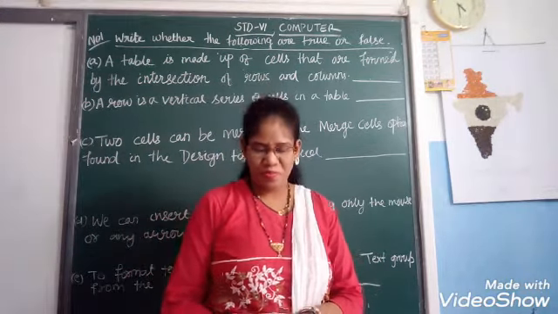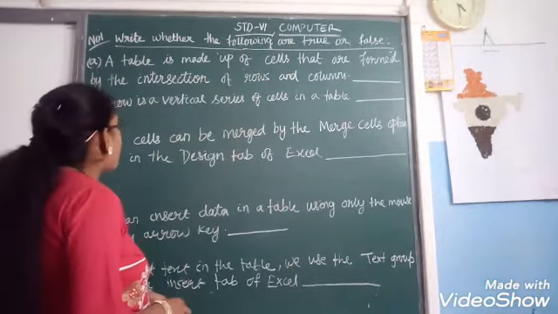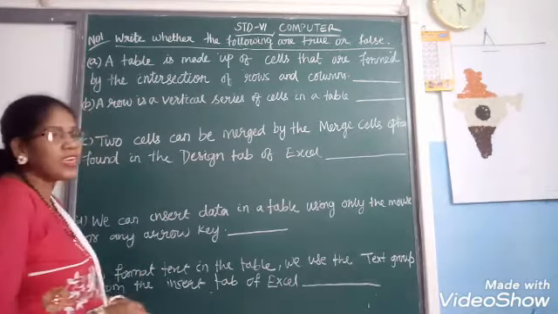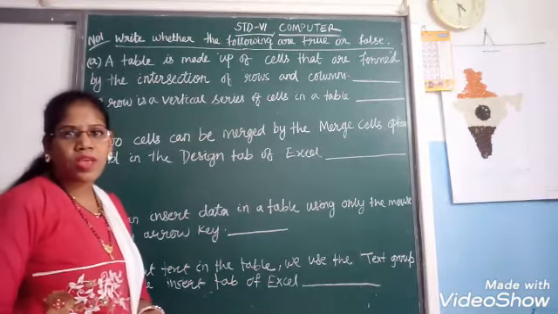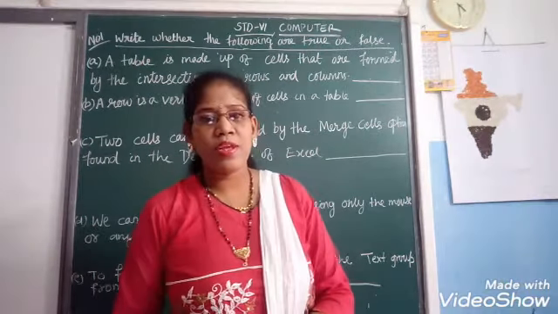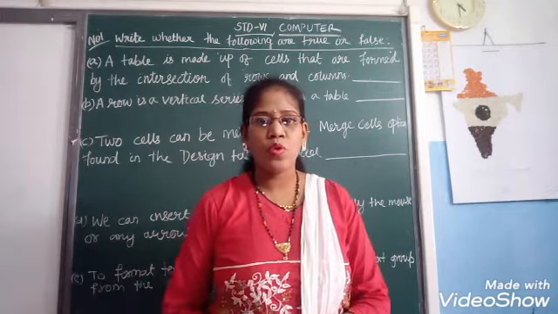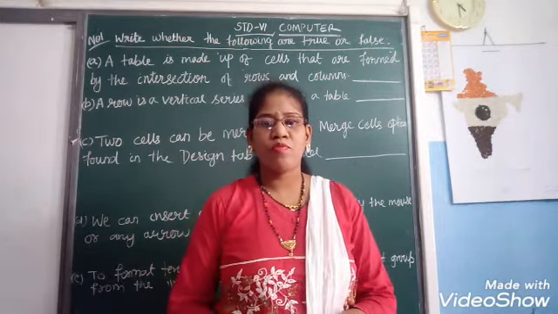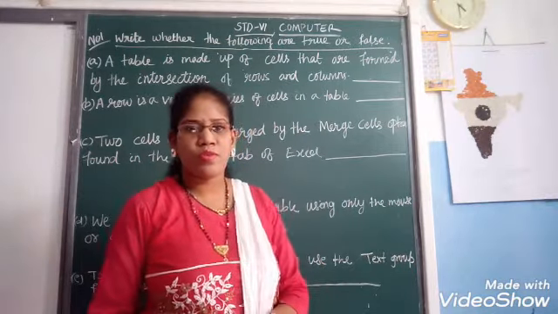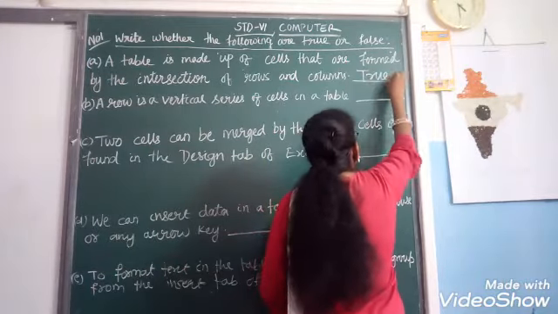So, let's start. The first one: A table is made up of cells that are formed by the intersection of rows and columns. What is a table? A table is made up of the intersection of rows and columns, and it is formed by a cell. So the first one is true. Please write down: the first one is true.